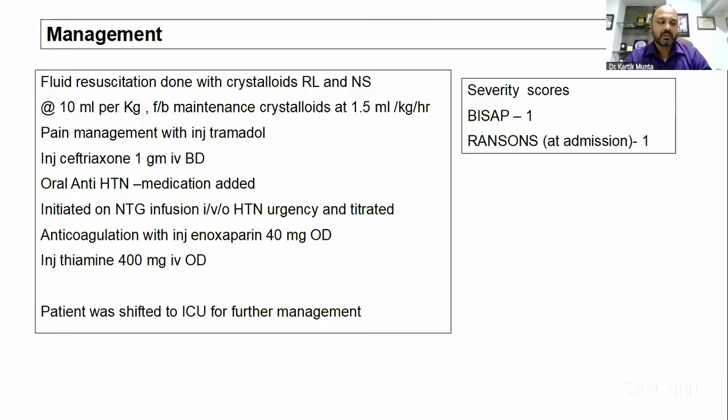So you have to watch hematocrit. Did you follow up the hematocrit? Yes, sir. After 48 hours, we saw it is decreased. Okay, fine. Yeah, we'll continue.